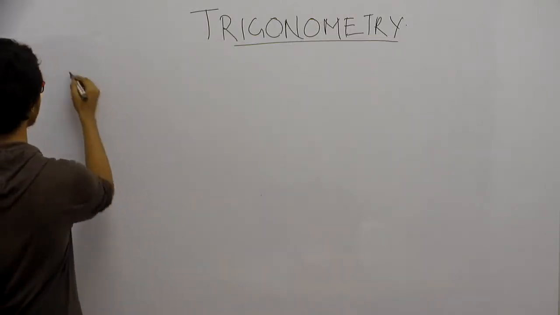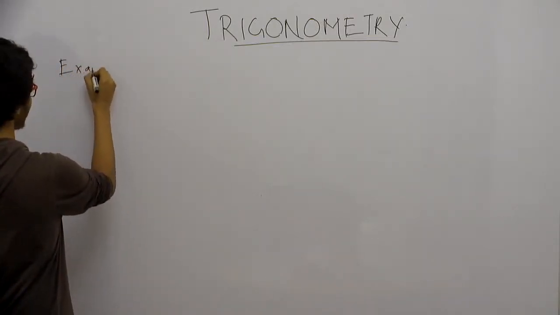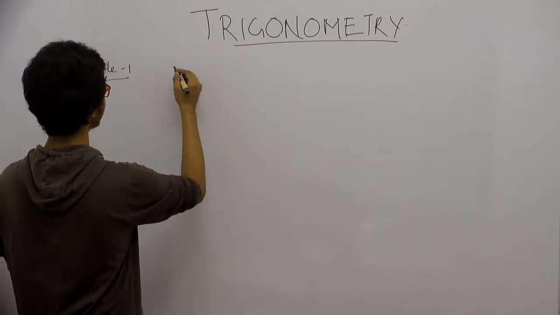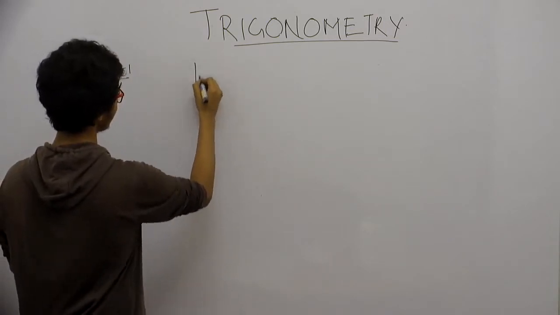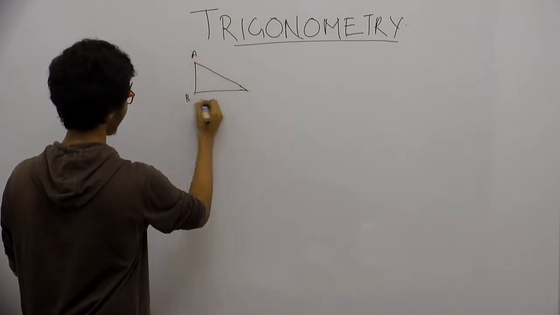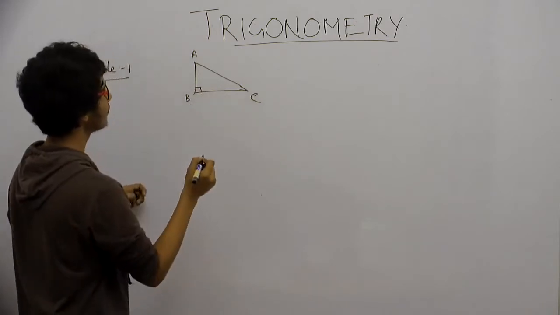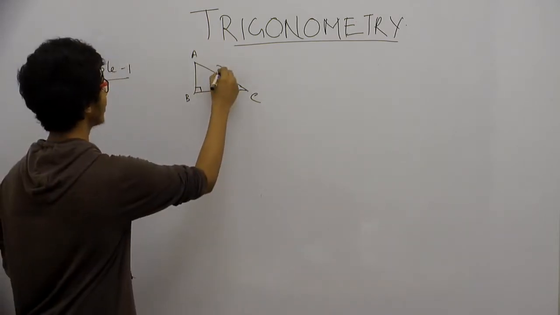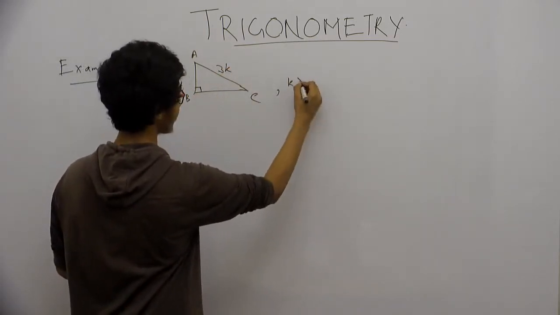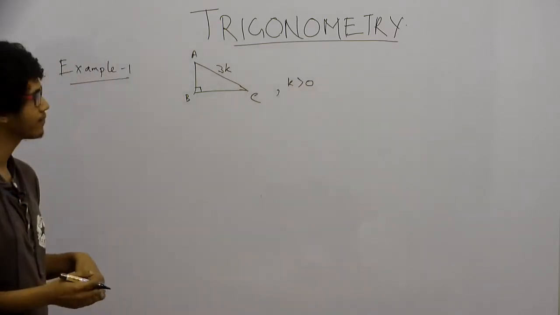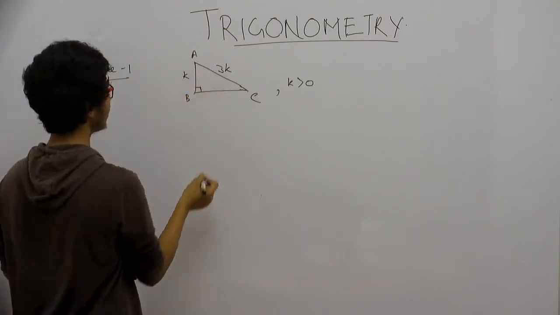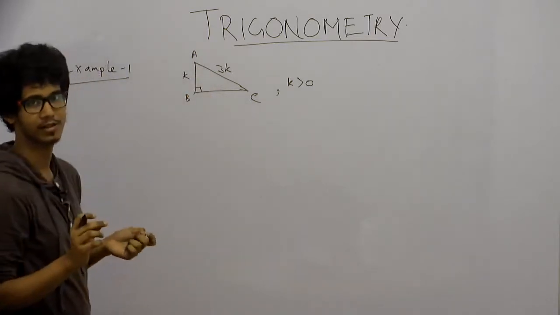Let's see example 1. Let's suppose there is a right angle triangle ABC, right angle at B. We are given that the length of the hypotenuse is 3k, where k is any arbitrary number greater than 0, and the length of AB is given as k. And now we have to find all the trigonometric ratios.